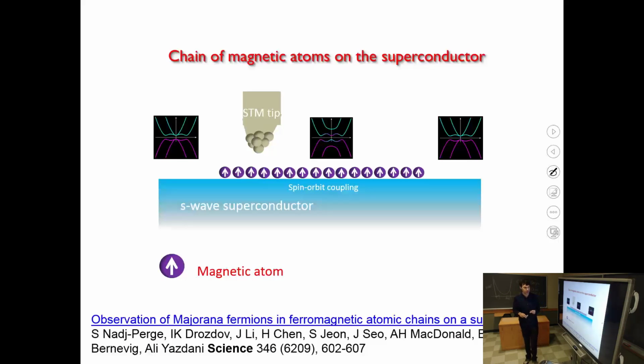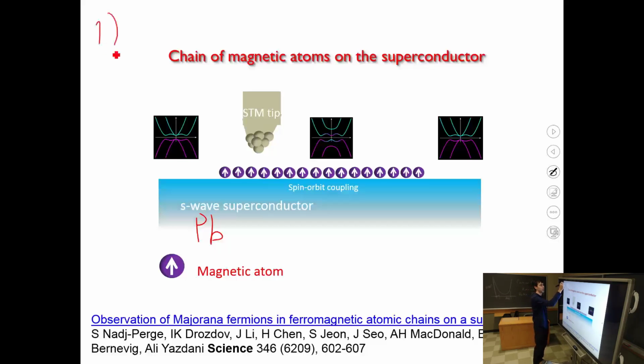So the system is a perfectly smooth atomic superconductor surface. This is lead. And on top of that, a chain of atoms that have spins. So magnetic atoms on top of lead. Now, how does this create a Kitaev Hamiltonian? How does it map onto that? In a very similar way, but the ingredients are a little shuffled.